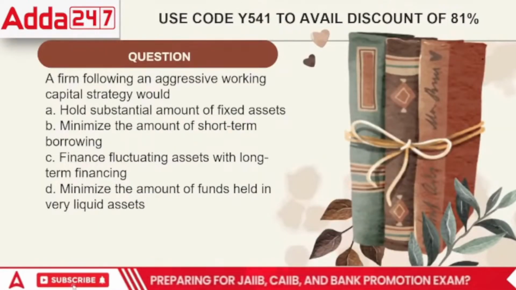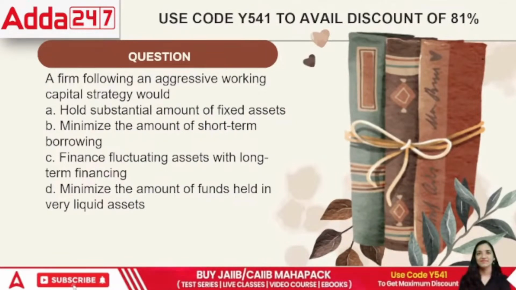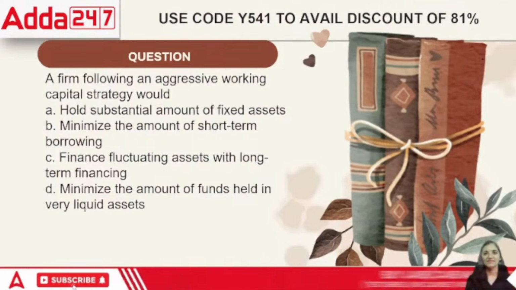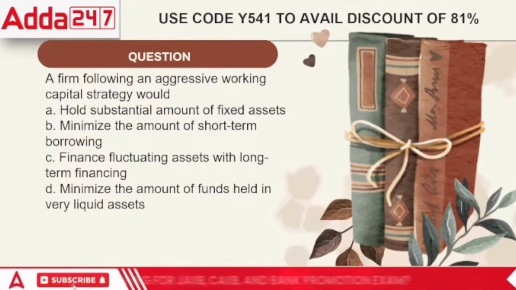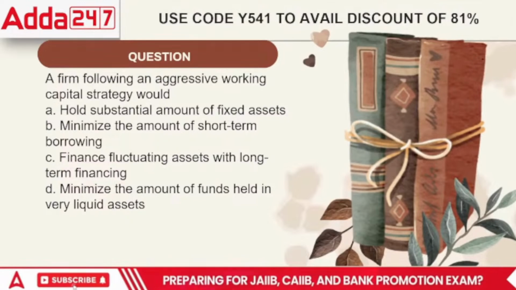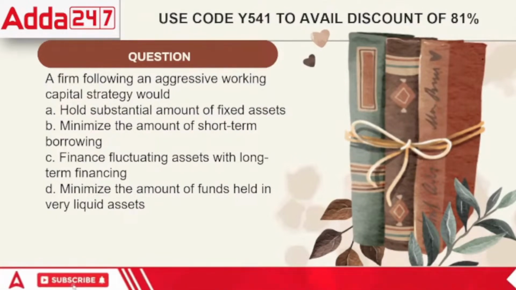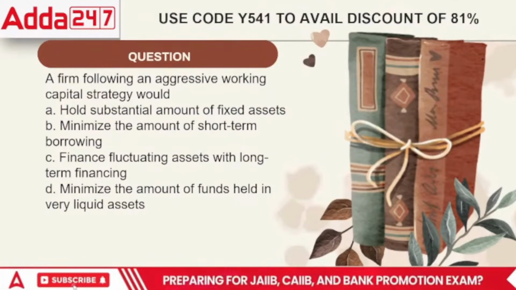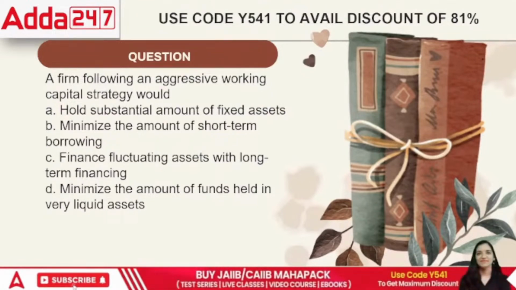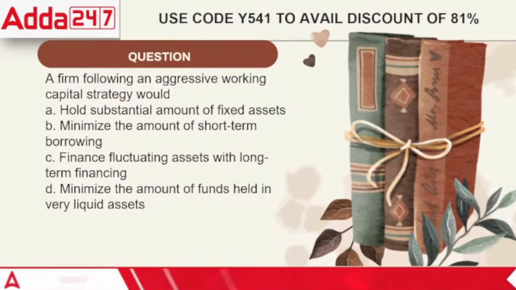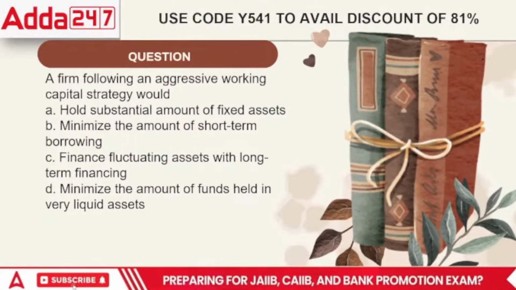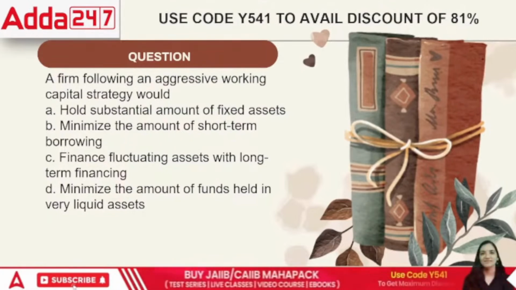Next question. The question says a firm following an aggressive working capital strategy would hold a substantial amount of fixed assets, minimize the amount of short-term borrowing, finance fluctuating assets with long-term financing, or minimize the amount of funds held in very liquid assets. What will they do, everyone?